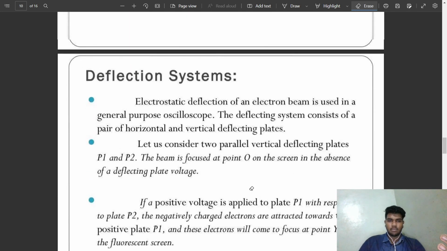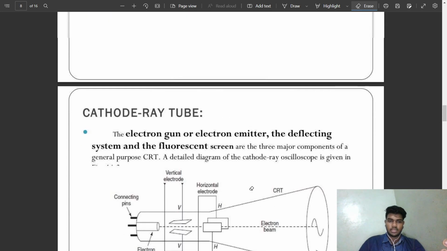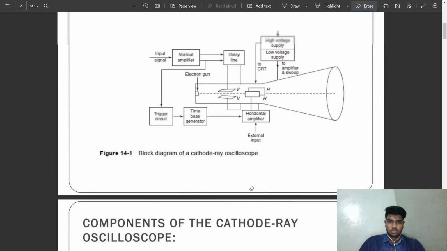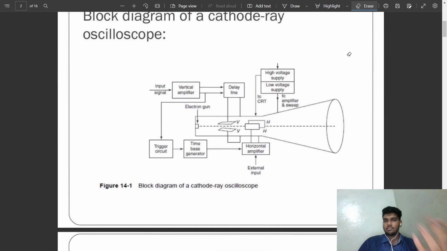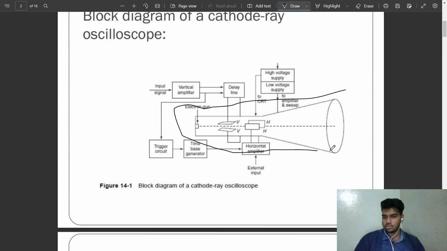Now let us see a diagram of it before getting into it, so that it will be a bit helpful for us. Here is a diagram. This is the cathode ray oscilloscope. We have a vertical amplifier, a delay line, the trigger circuit, a time-base generator, horizontal amplifier, power supply, and this is the cathode ray tube. This is the main part where we get a stream of beams. Here we'll have a screen.